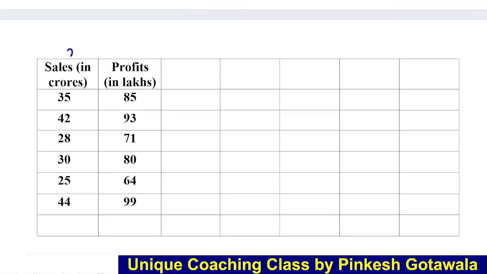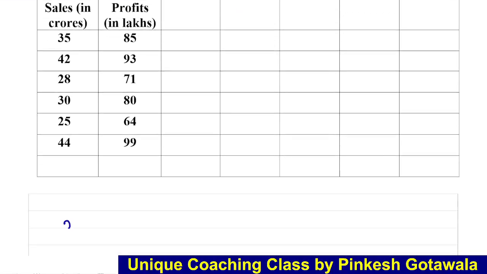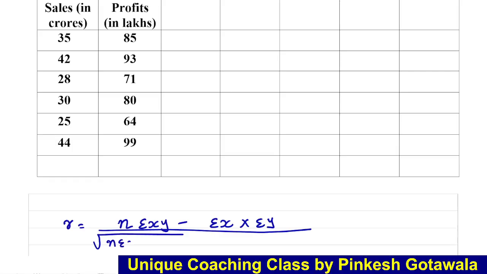Okay, now we are going to solve this sum again by applying the third formula. The formula is n sigma xy minus sigma x into sigma y, divided by the square root of n sigma x square minus sigma x whole square, into n sigma y square minus sigma y whole square.